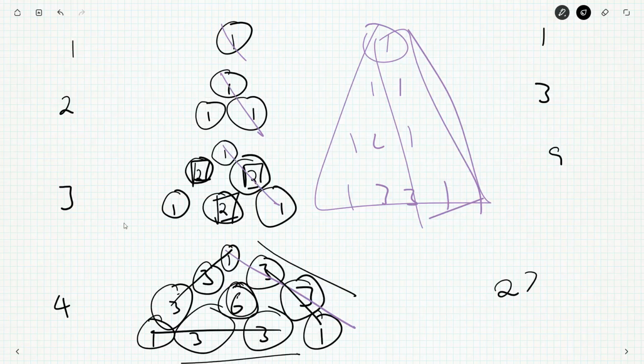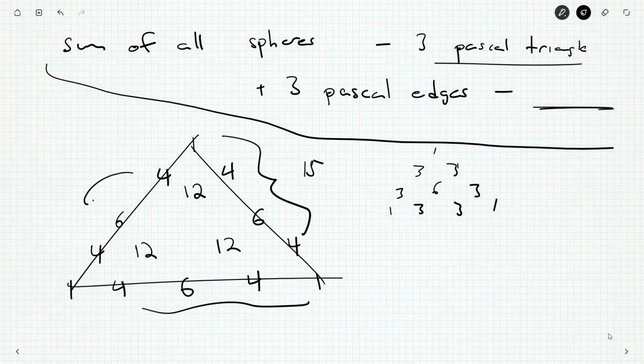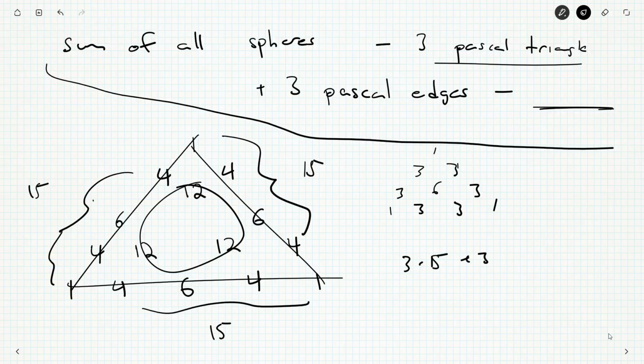So we can sort of realize sums are going to be powers of 3. And we can double check that also works here. 1, 4, 6, 4 here is going to be 15. So I'll get another 15 here and another 15 here. And then I get 36 in the middle, so I get 3 times 15 plus 36. So that's 45 plus 36, and that is in fact 81.